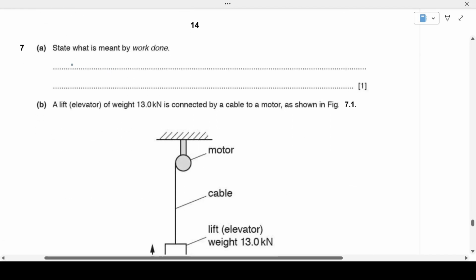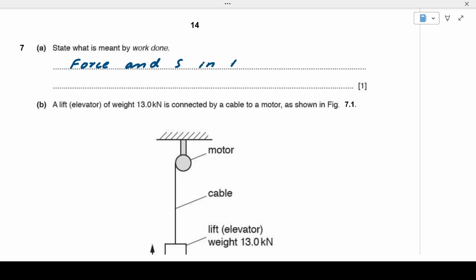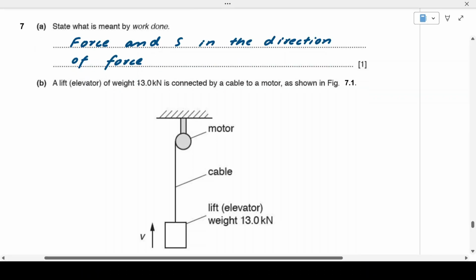State what is meant by work done. Product of force and displacement in the direction of force.